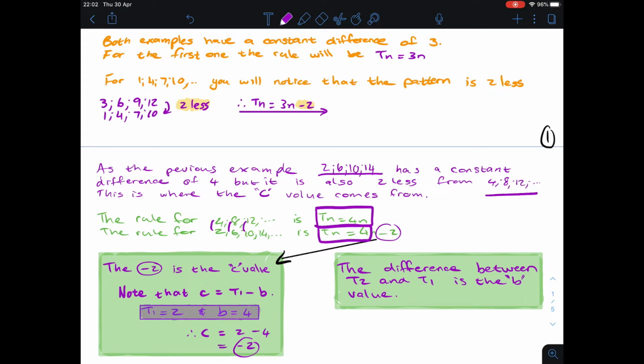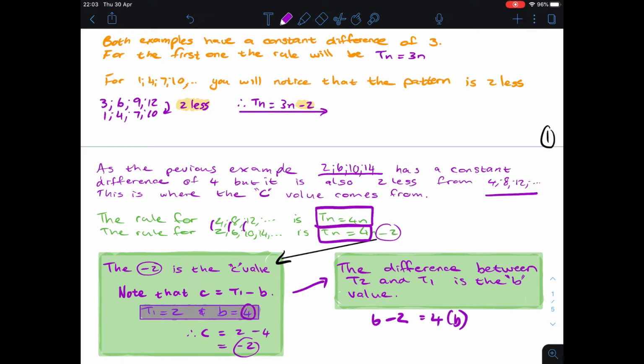Now, instead of every single time having to see how much less it is or how much more it is, I will actually use a little formula. So in the first little green block, it says the negative 2 is the C value. So we will call that the C value. And the way we work out the C value is by using term 1 minus B. Now B, you will see over here, is actually the difference. So the difference is 6 minus 2, which is 4. So my difference, my B value, is 4.